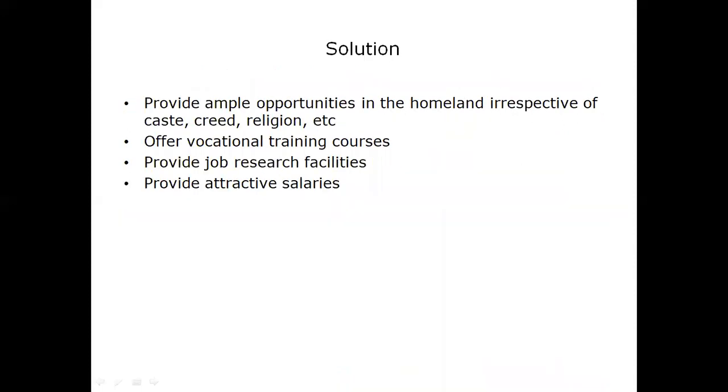So some solutions are providing ample opportunities in the homeland, irrespective of caste, creed, religion. If opportunities are provided here, then the skilled people will not have to go abroad. Offering vocational training courses to the unskilled and even skilled, and providing proper jobs and research facilities, so that it won't take a long time searching for jobs, and providing attractive salaries.